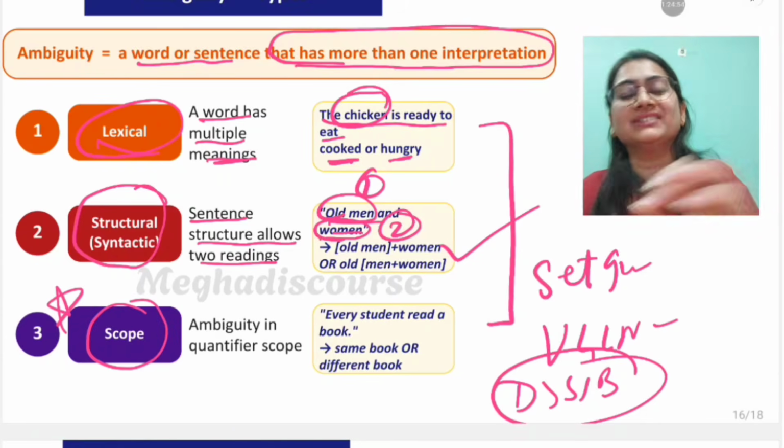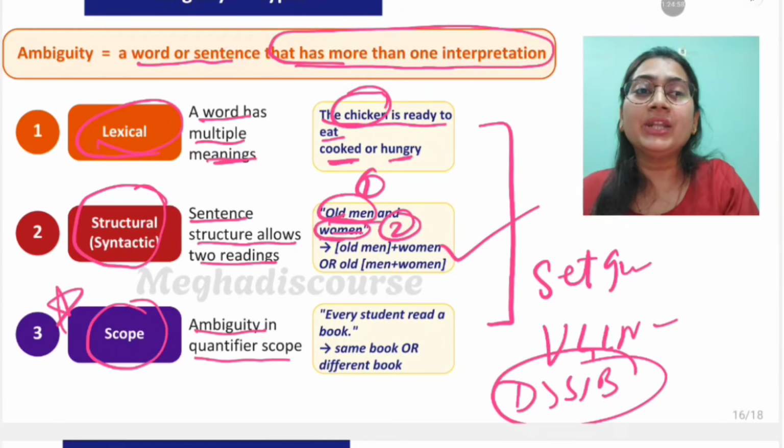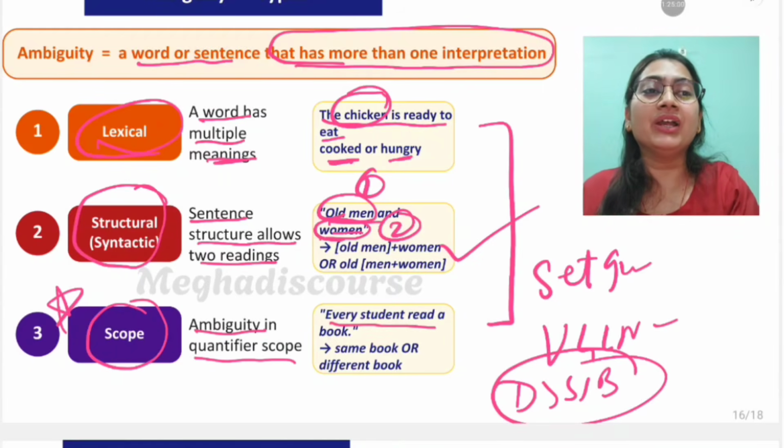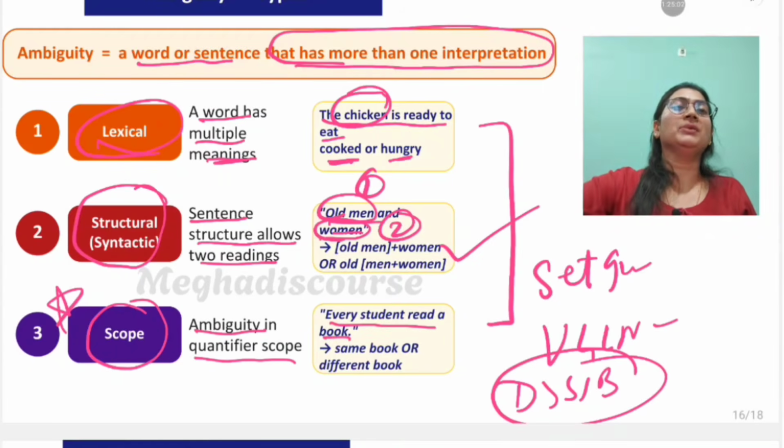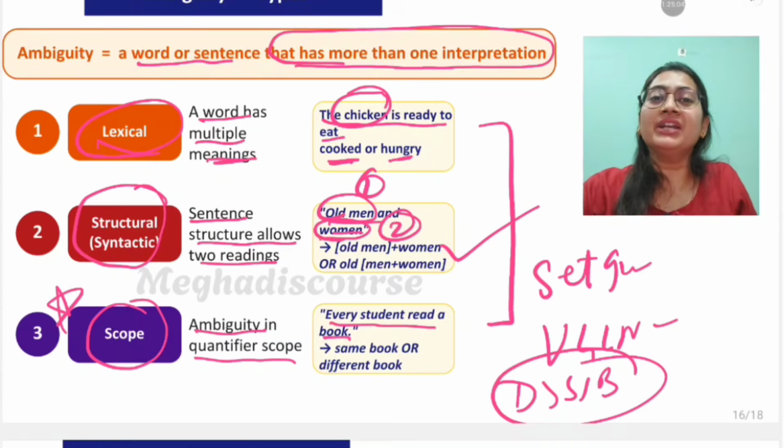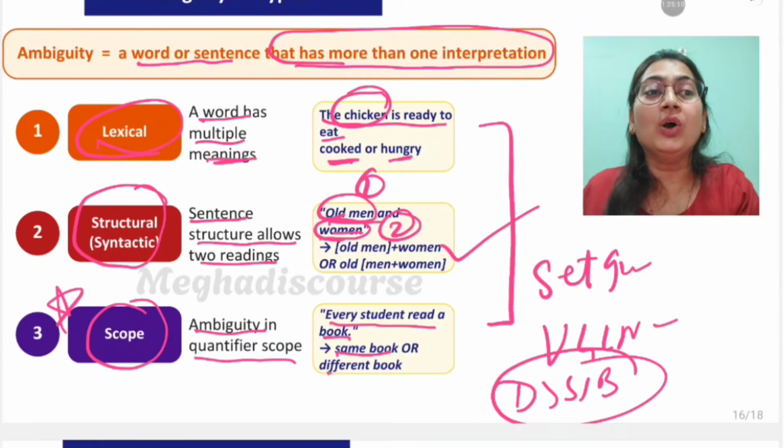Now scope ambiguity. This is the important one. Ambiguity in quantifier scope. Like every student read a book. Okay. Every student read a book. But whether they are reading a single book or a single topic. So this is called scope. Every student read the same book or a different book.